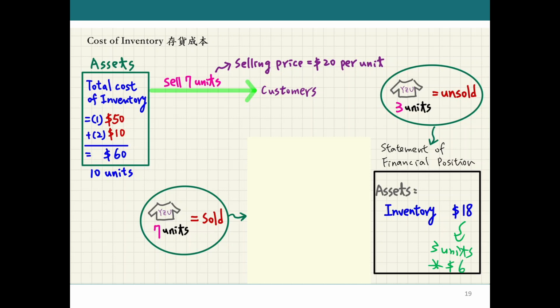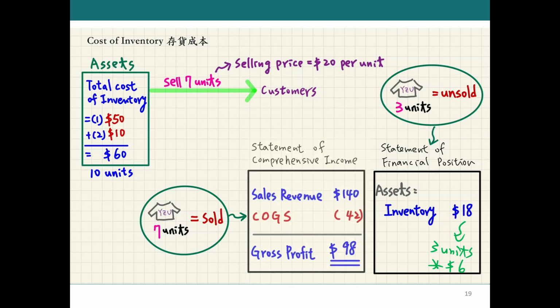How about inventory sold? It is my cost of goods sold, right? Cost of goods sold is my expense. So which financial statement will you find your expense in? Statement of comprehensive income, your first one, right? So what's that? Sales revenue, because I want to earn the revenues from customers. So could you tell me, for each one, what's the selling price? $20, right? Because we sold 7 units.